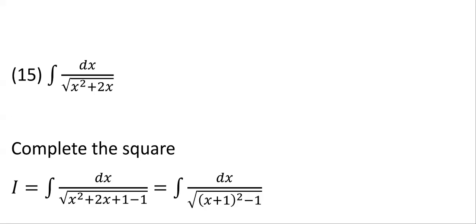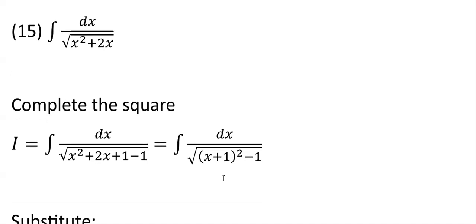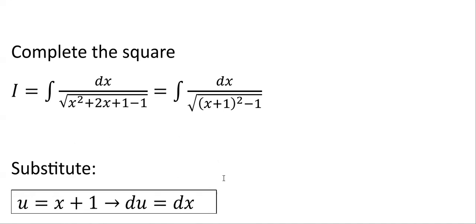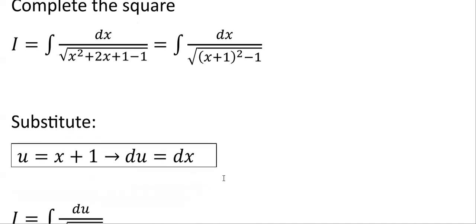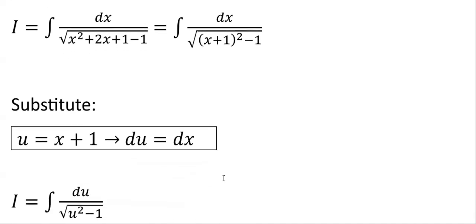We can complete the square. So that's what I did here. Then I could factor the first three terms as x plus 1 quantity squared, okay? Now I made a substitution. u is x plus 1, du is dx then, simple enough. So now I get this integral here, du over square root of u squared minus 1. Now this, I can do a trig sub.